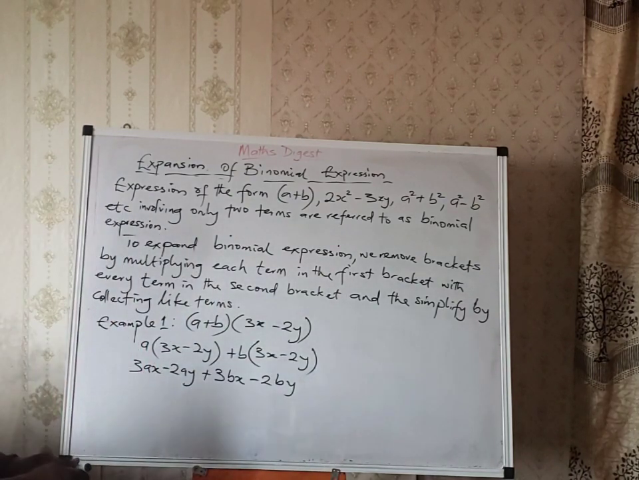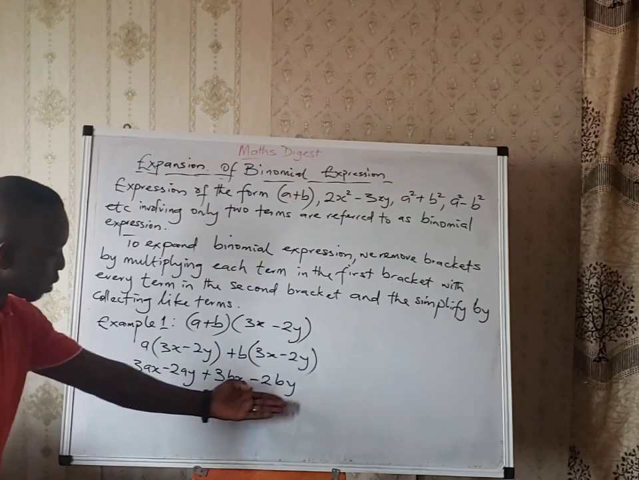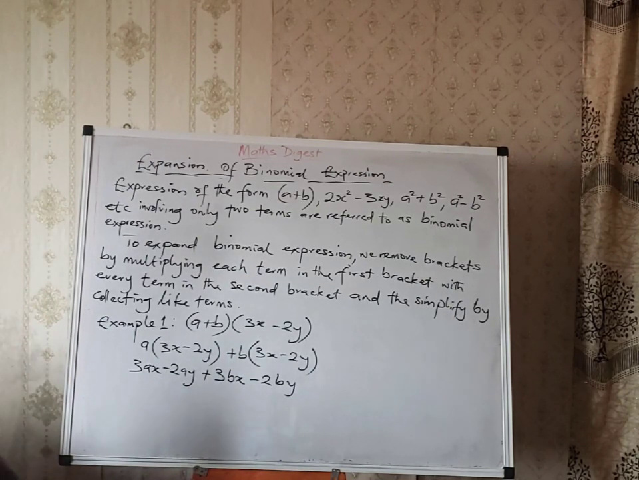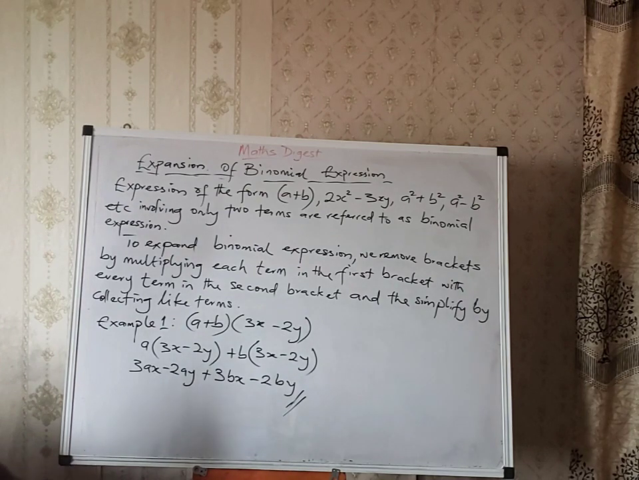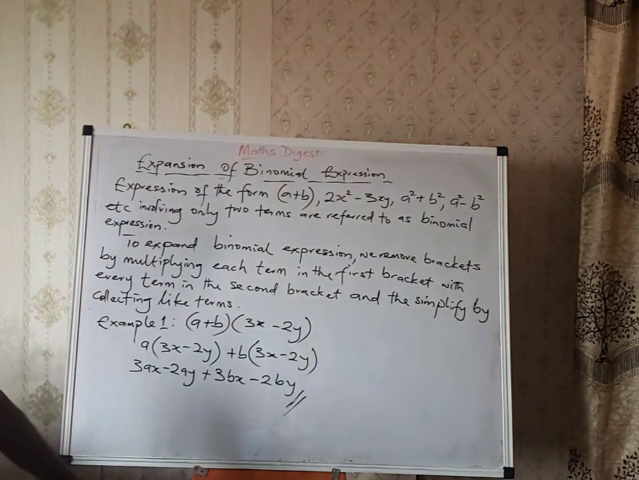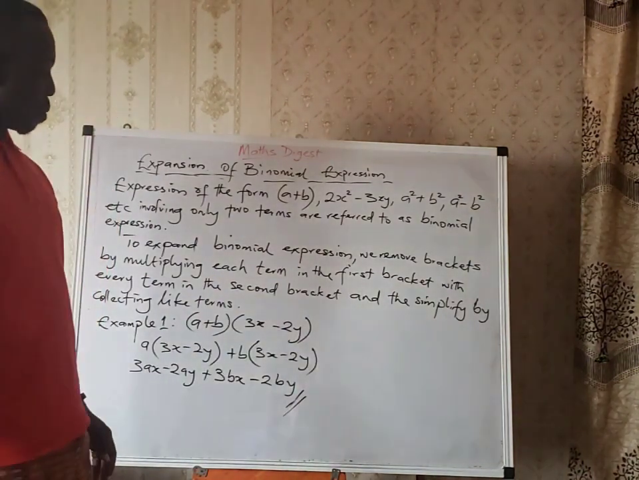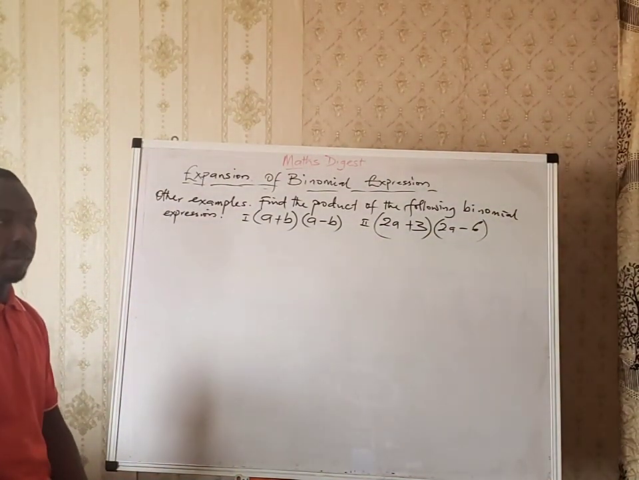So from here we have been able to multiply out what we have in the second bracket with that of the first bracket. Now we have a straight expression, and we look at it to see if there is any common term. If you look at it closely, we don't have any common terms. So this is the expression it gives. Let's give other examples so that we can understand much better. Stay tuned. Welcome back.